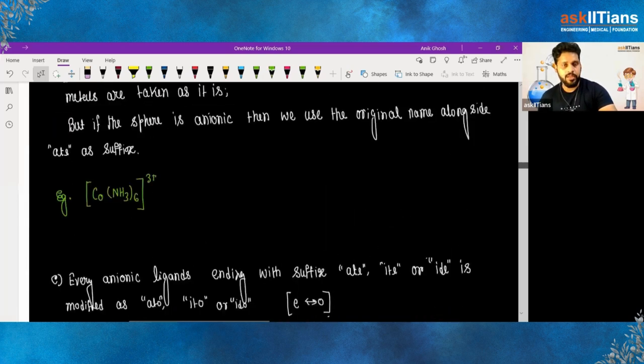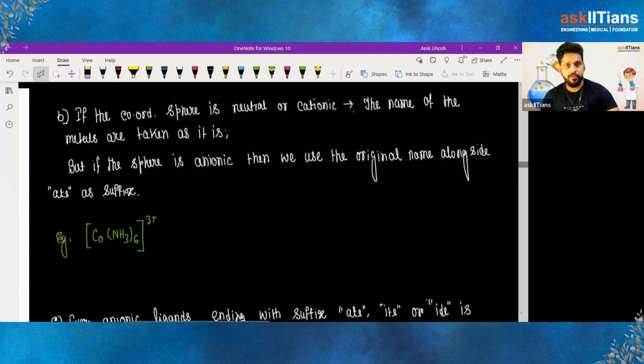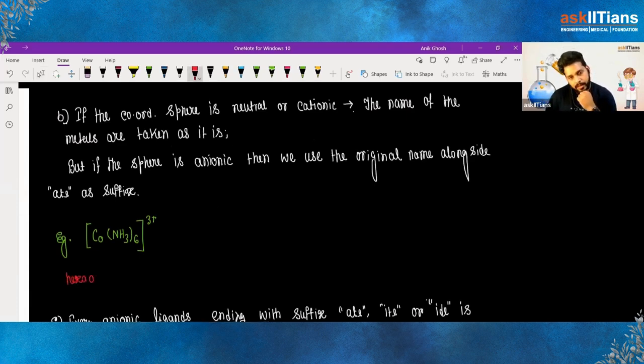So in that way, this one is the same: hexamine cobalt, ion. As you have noticed, it is a cationic complex. That's why, like I said, the name of the metal is taken as it is, not with -ate.